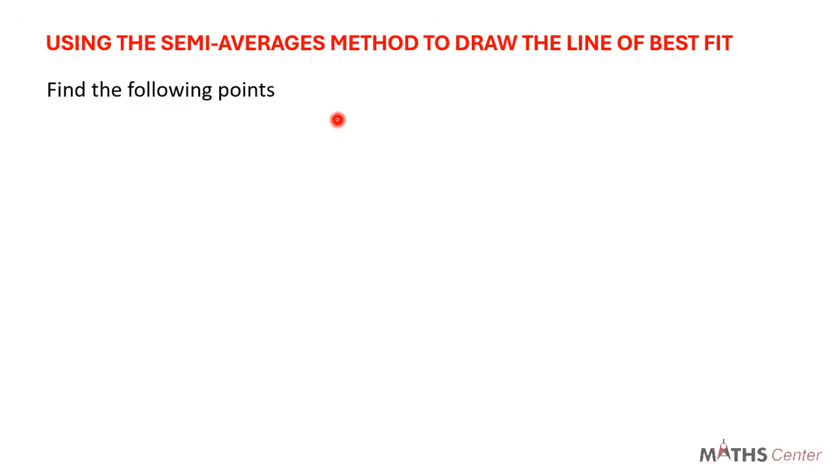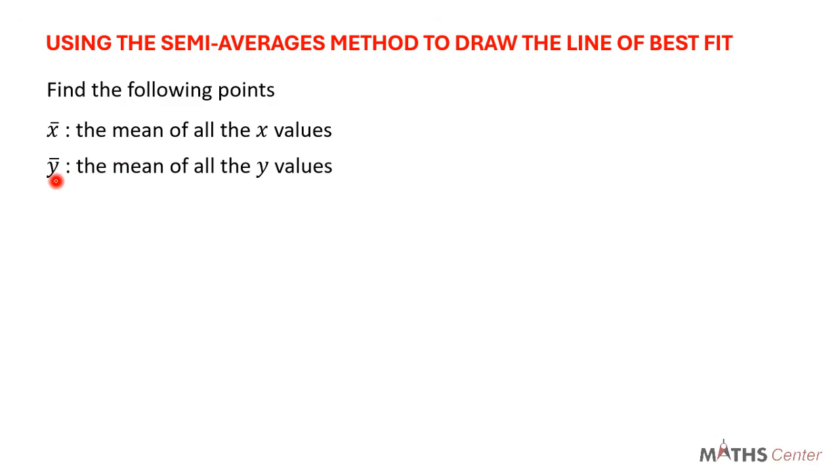Next, we are going to learn how to draw the line of best fit by using the semi-averages method. Using the semi-averages method to draw the line of best fit. In order to use the semi-averages method, you have to find the following points. The first one is x-mean, the mean of all the x values. And the second one is y-mean, the mean of all the y values. So you need x-mean, you need y-mean.